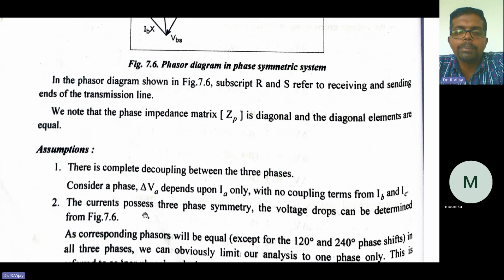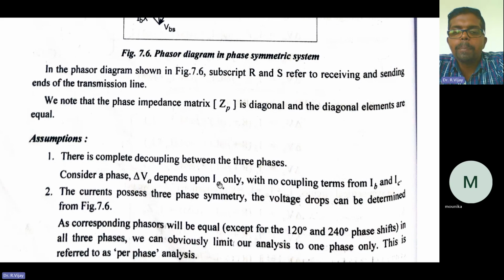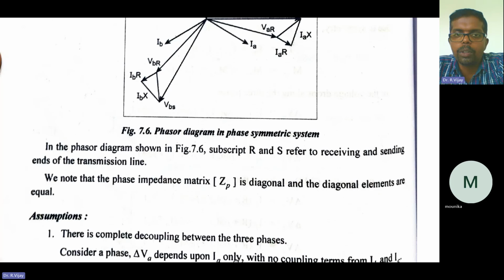So what are the assumptions here? There is complete decoupling between all three phases, because consider the phase drop del VA, which depends upon IA only. Why IA only? Because all the del VA components we are writing have no IB and IC. There are no coupling terms from IB and IC, because IA, IB and IC are all rewritten in terms of IA. So that is one of the assumptions we are making here.